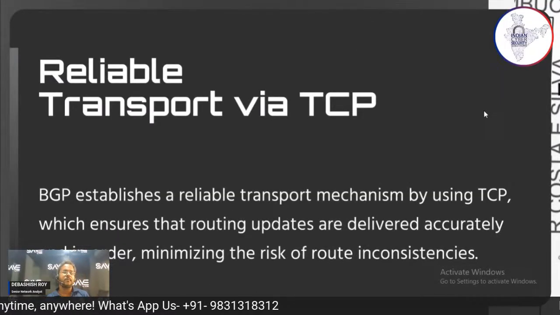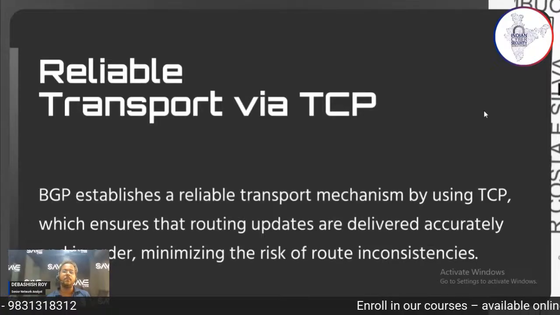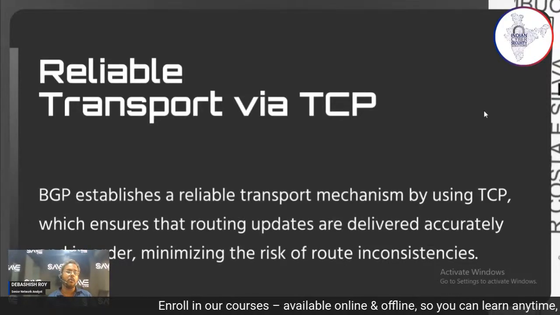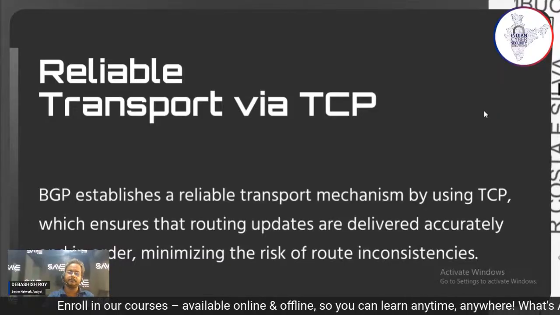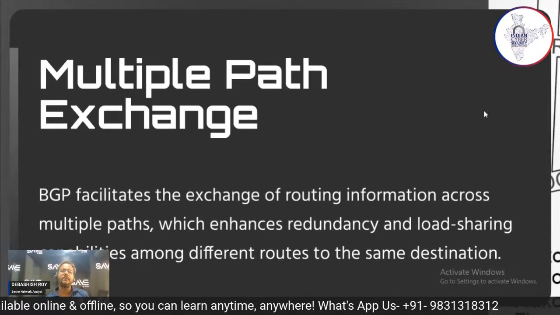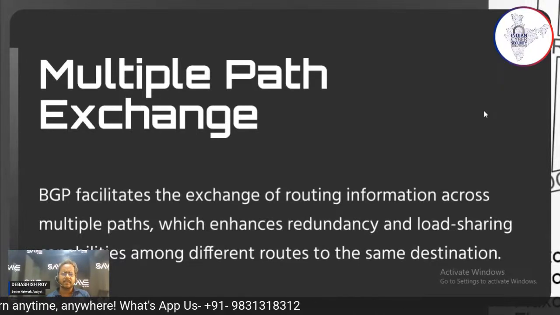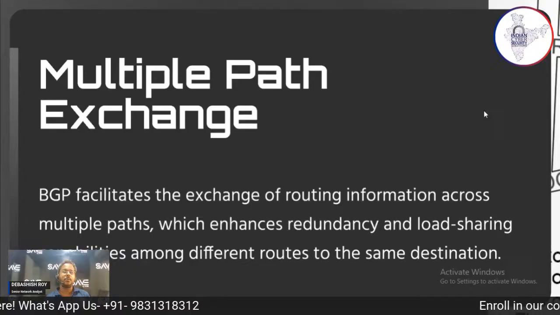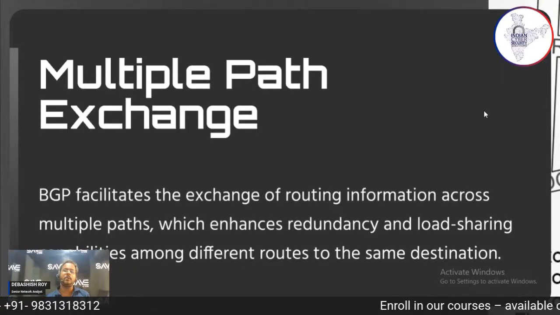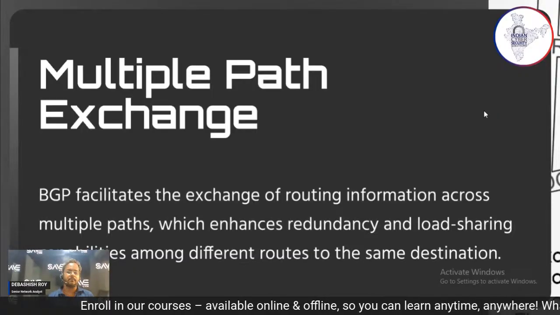Then reliable transport via TCP. It uses the TCP protocol, which is a reliable transport mechanism, and the routing updates are delivered accurately. Then multiple path exchange. BGP facilitates the exchange of routing information across multiple paths, and like other protocols such as EIGRP or OSPF, it does load balancing, and it enhances redundancy and load sharing capabilities across different routes to the same destination.